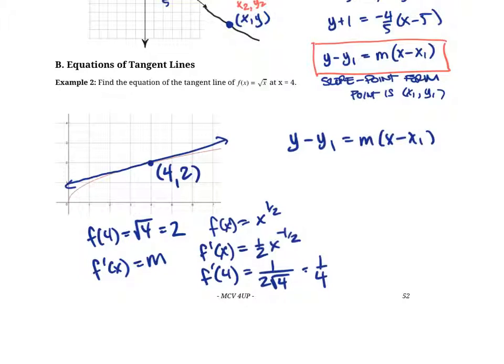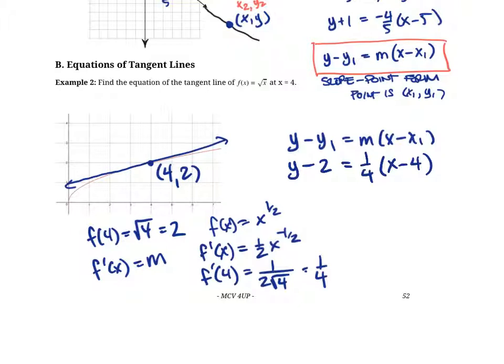Right? If we simplify that. So now that we have these things, we can plug it into our form here, right? So we're going to get y minus y1, and y1 was 2, equals m, which is 1/4, times x minus x1, and x1 was 4. There's our equation of our line.